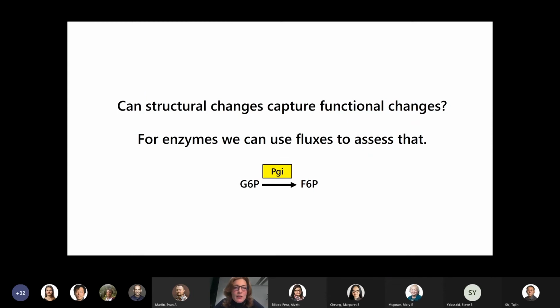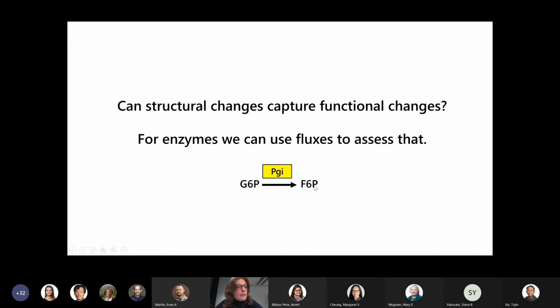But now back to the question, can structural changes probe functional changes on a large scale? How can we assess that? So here we had the idea of using fluxes for that, because fluxes through a reaction catalyzed by an enzyme change when something happens with that enzyme.